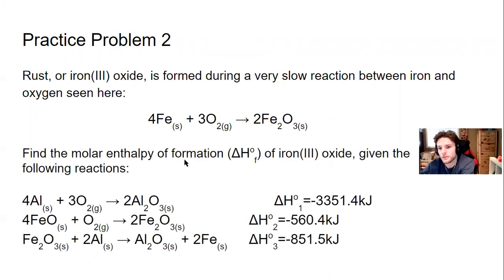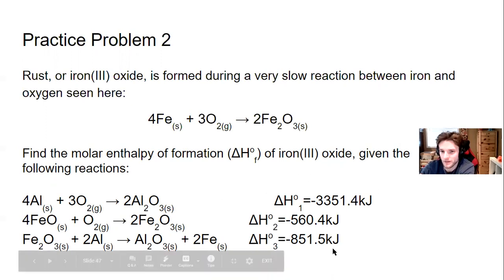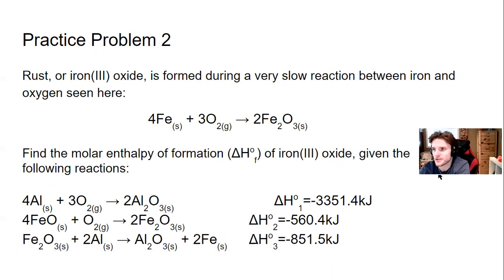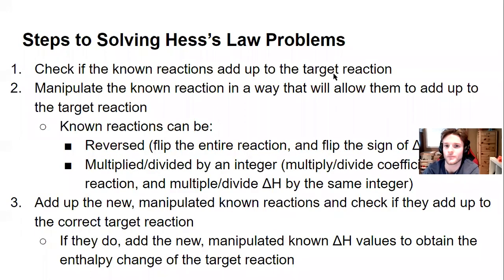Find the molar enthalpy of formation of iron 3 oxide given the following reactions. So we have 3 different reactions down here that we are given. We're going to use these reactions to figure out the molar enthalpy of formation for rust. So just a reminder, pause it here if you want to review the steps to solving Hess's Law problems. If not, we can get right into it.